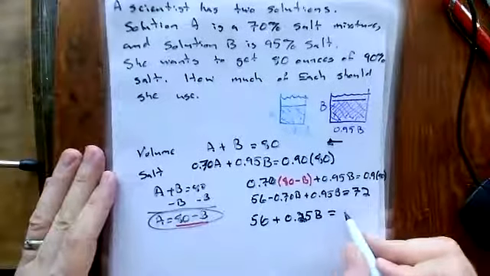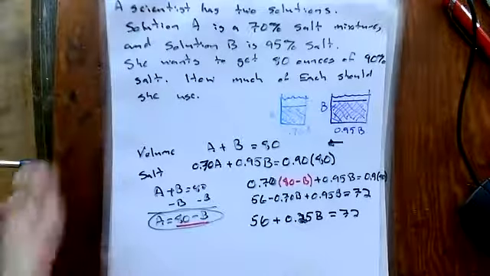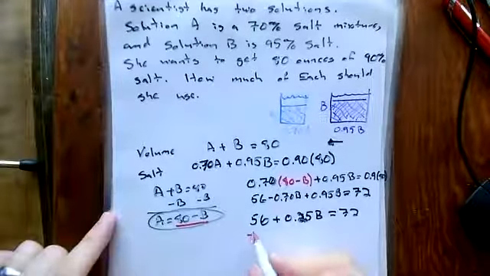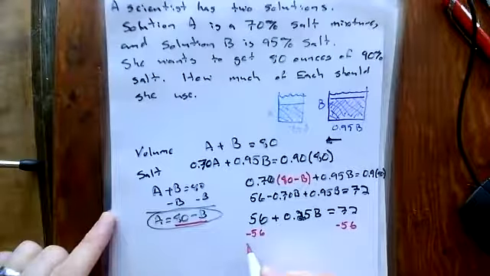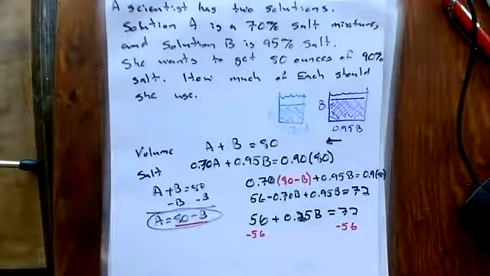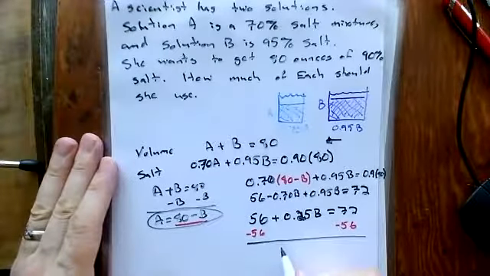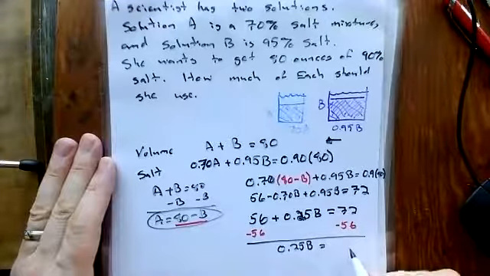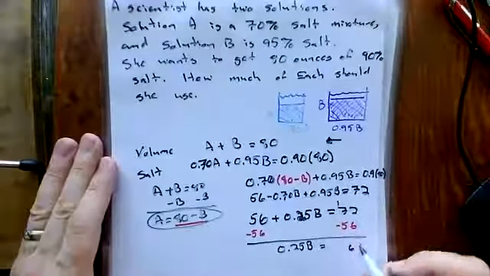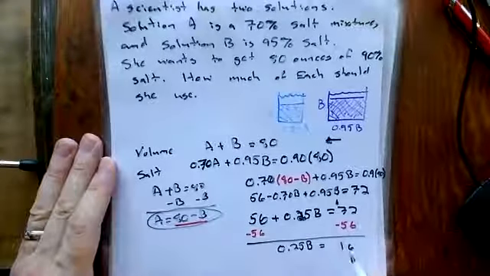So that's 0.25b, and that's equal to our 72. Now I'm going to go ahead and subtract 56 from both sides. So I've got my 0.25b is equal to 72 minus 56, which is 16.